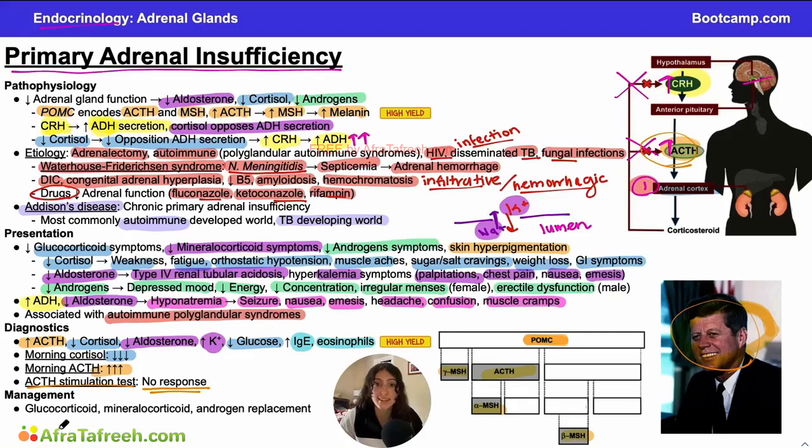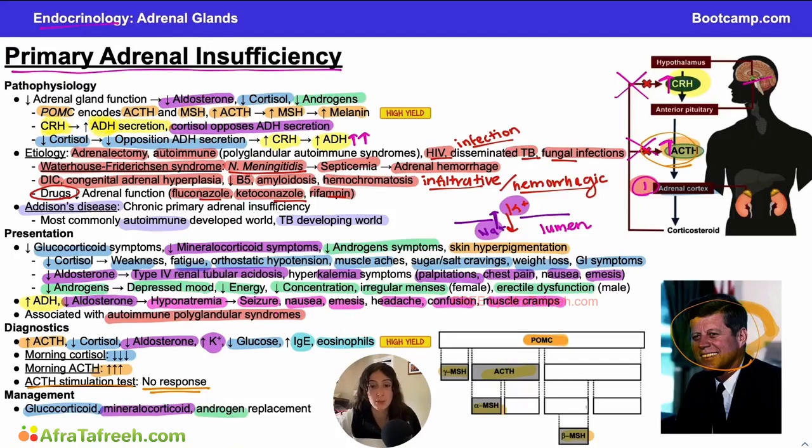Finally, management of primary adrenal insufficiency is just replacement of all of the hormones that our adrenal cortex should be making. So you are going to need to replace their mineralocorticoids, you're going to need to replace their glucocorticoids, and replace their androgens since they are not making these on their own. Okay, I know that was a lot of information. Let's quickly recap what we talked about.